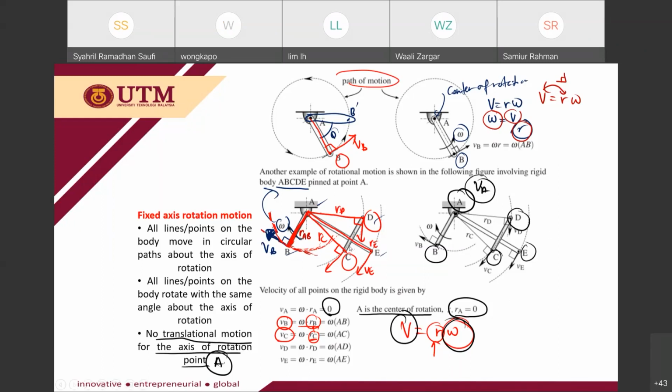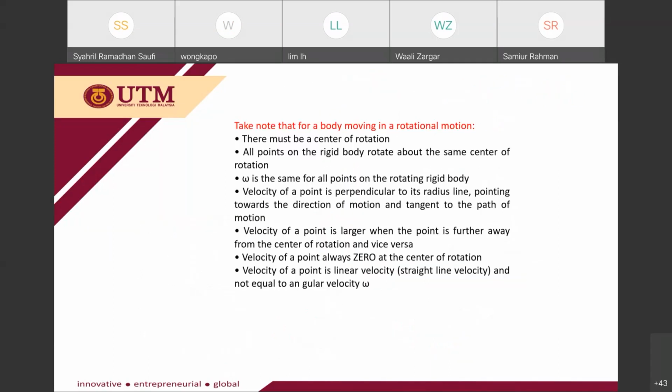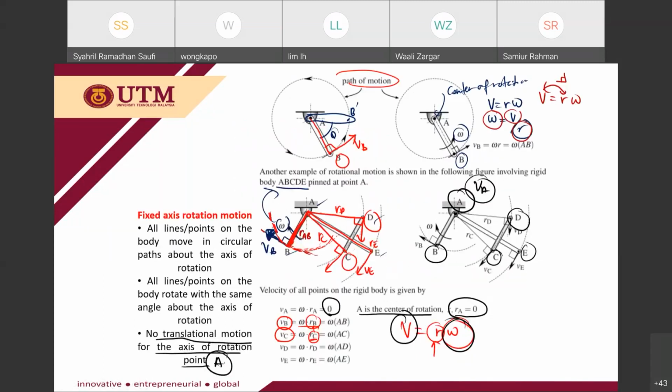So this one is fixed axis rotation. Then we go on. Take note that for a body moving in a rotational motion, there must be a center of rotation. All points on the rigid body rotate about the same center of rotation. If we refer to this figure, points B, C, E, D are rotating about A. Each point on this rigid body is rotating about the same point.